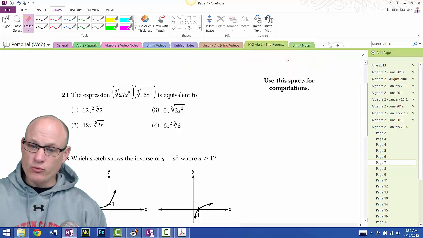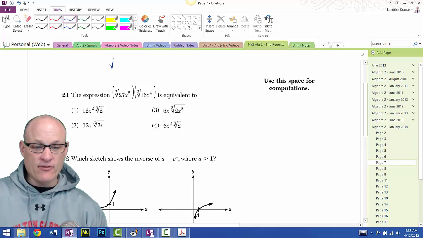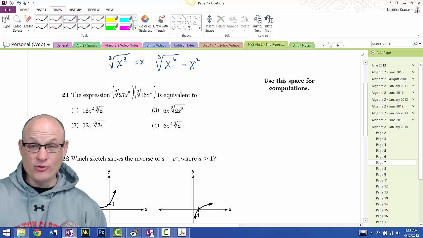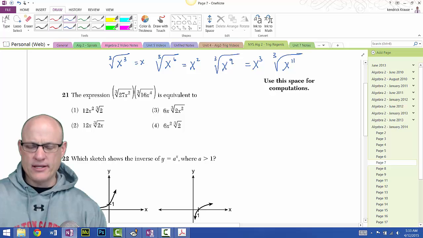We have cube roots. Well, the same rules apply for cube roots. If I have the cube root of x cubed, that's x. If I have the cube root of x to the 6th, that's x squared, because that's 2 groups of 3. If I have the cube root of x to the 9th, that's 3 groups of 3. That will be x cubed. If I have the cube root of x to the 11th, not as easy.